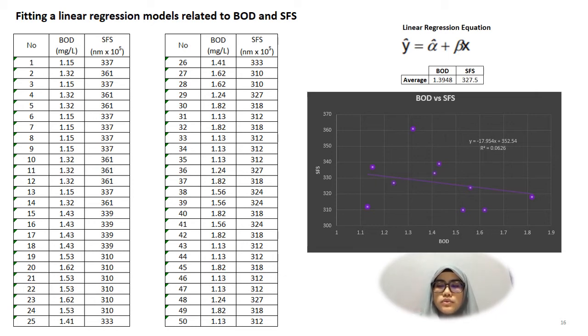As we all know, the linear regression equation that we're going to use is y hat equals alpha hat plus beta x, which gives us the values: for the alpha we get 352.54, while for the beta we get minus 17.95 for x, and we get the R squared equal to 0.0626. So here in the chart you can see the linear relationship between the BOD and SFS as shown in the slide.